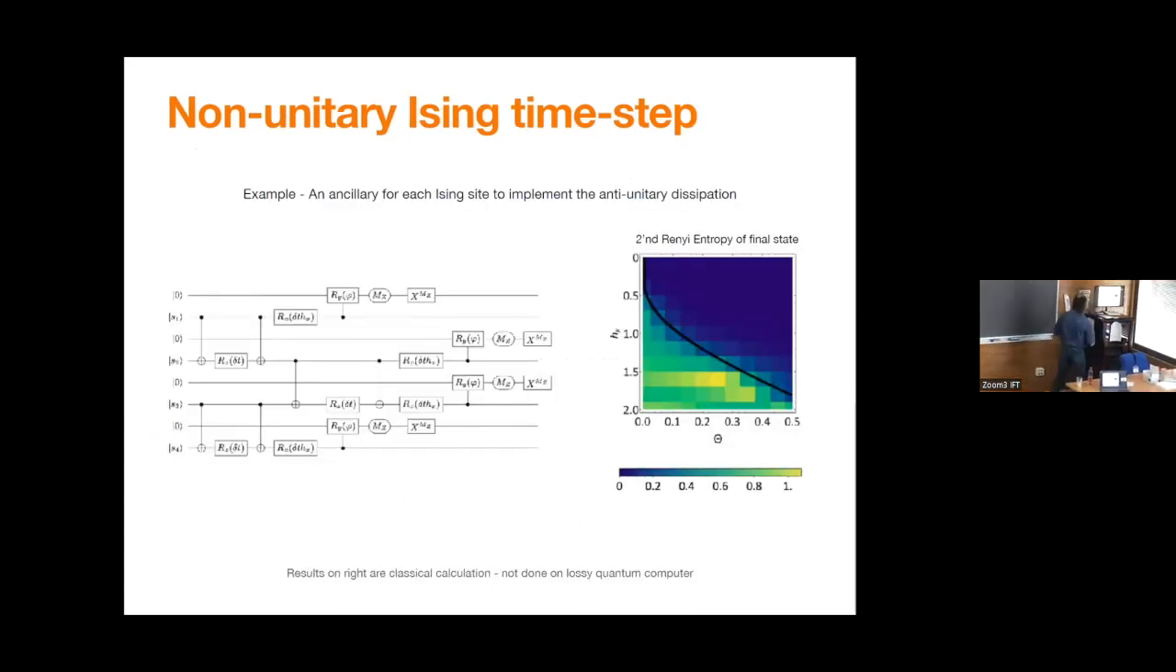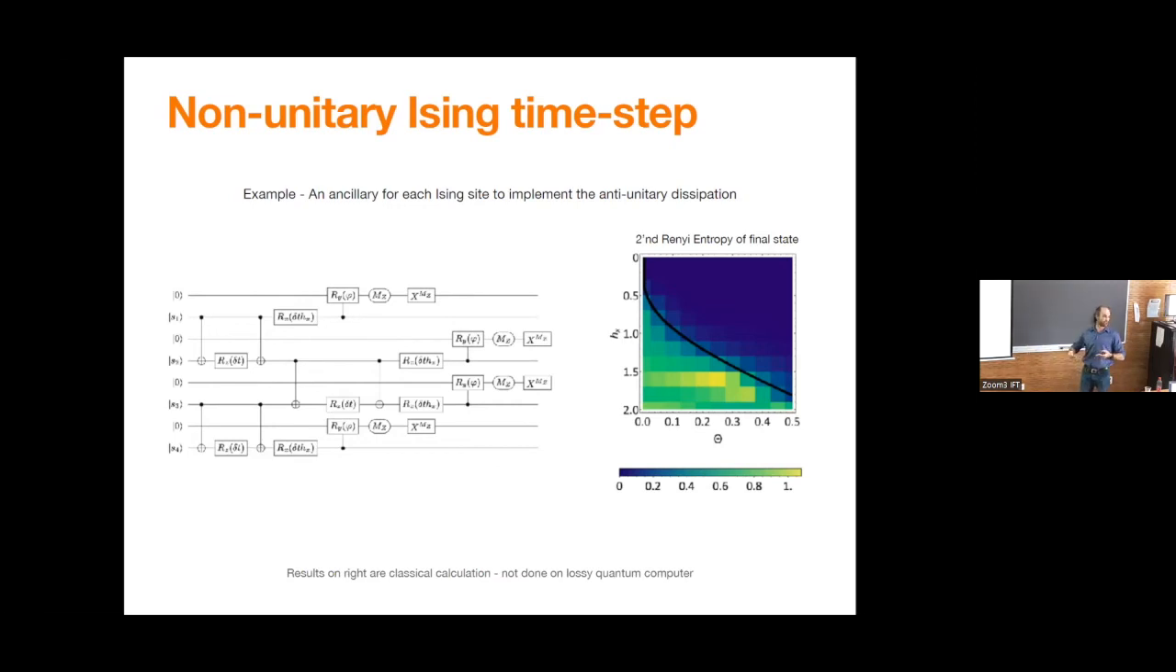And you can go ahead and design a circuit that has the right ancillaries to implement that dissipative term. And here's that circuit that does one time step. We can play in Mathematica and figure out what the evolution of this system would look like, starting from some initial state and evolving a long time, getting that final state.